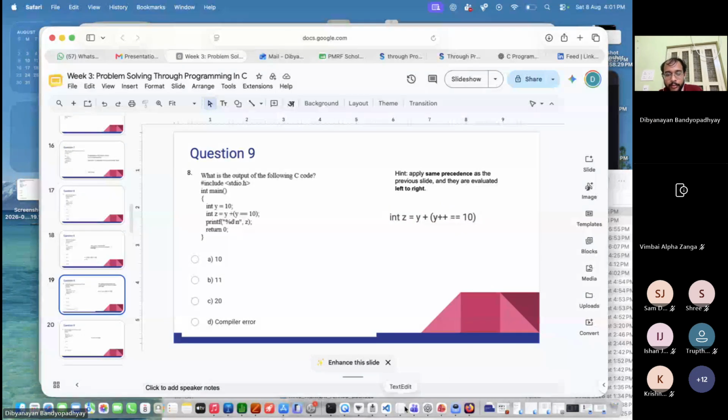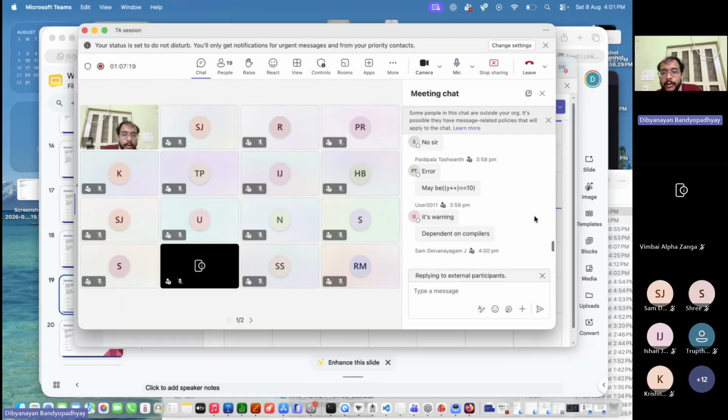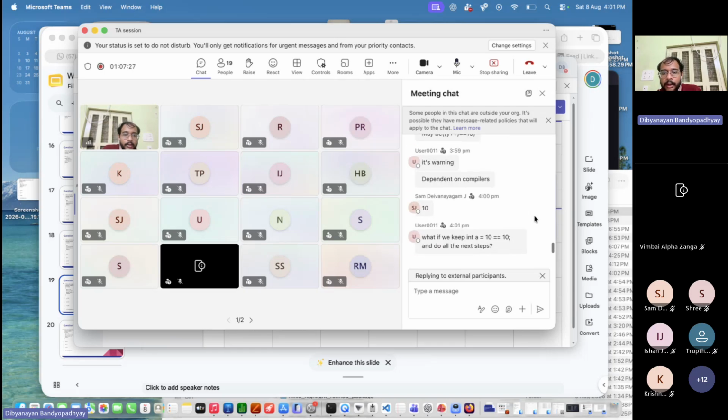So yes, it is dependent on compilers. Error maybe, or 11 or 12. There are two possibilities, but mostly it will print 11.